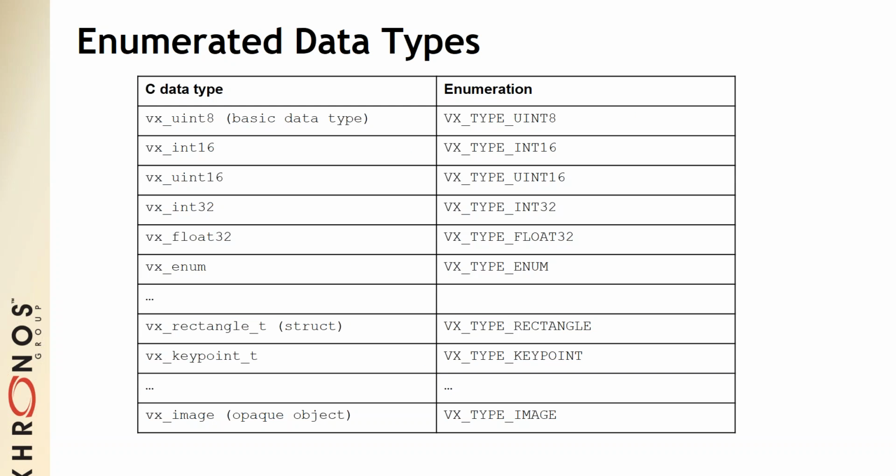The OpenVX API has both type definitions and associated enumeration values for all data types. These include basic data types such as integers, floats, enums, and predefined structures such as rectangles and key points, and opaque data types such as image, graph, objects, etc. These enumerations will be useful to create data objects and query the data type of an object that will be used. We're going to discuss that later when we create objects. I just want to mention that quickly here.